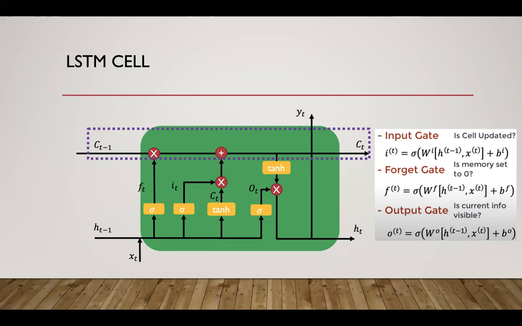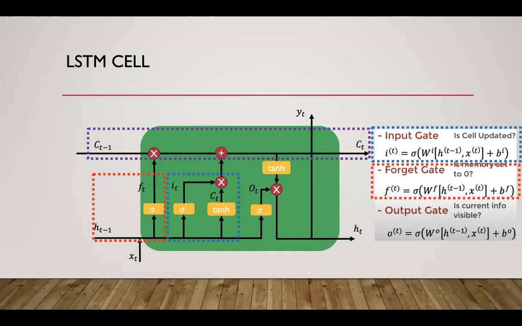There are 3 gate mechanisms that consist of short-term memory. The input gate controls whether the memory cell is updated. The forget gate controls whether the memory cell is reset. The output gate controls whether the current information is visible.